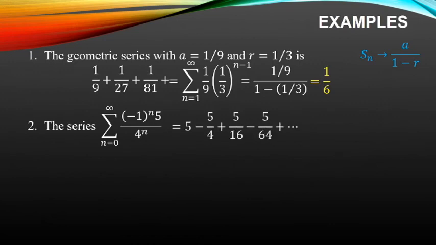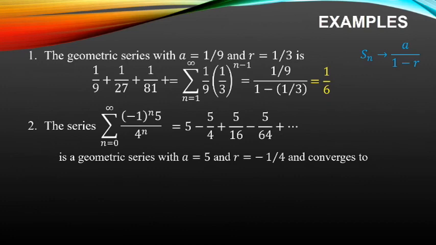So our initial term is 5, minus 5 over 4, since we have an alternating series, then plus 5 over 16, then minus again 5 over 64. Now we can see in this pattern in the series, it is a geometric series with the initial term 5 and common ratio of negative 1/4. And it converges to a over 1 minus r, which is equal to 5 over 1 minus negative 1/4.